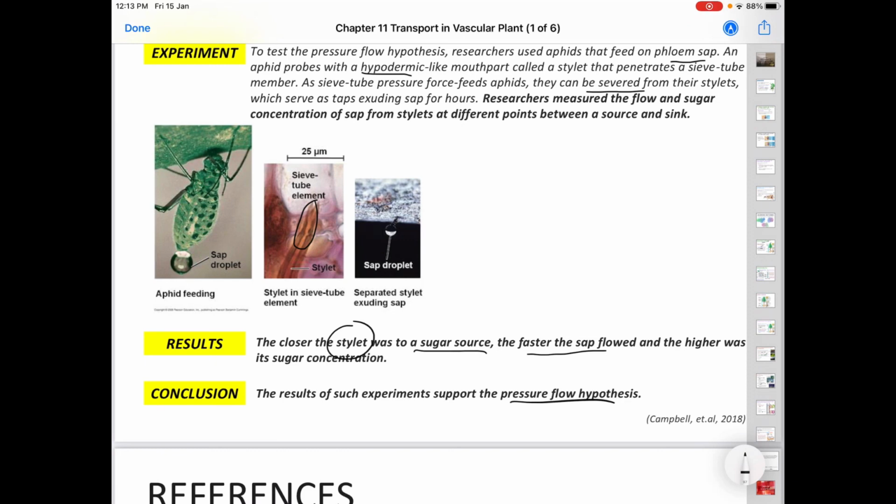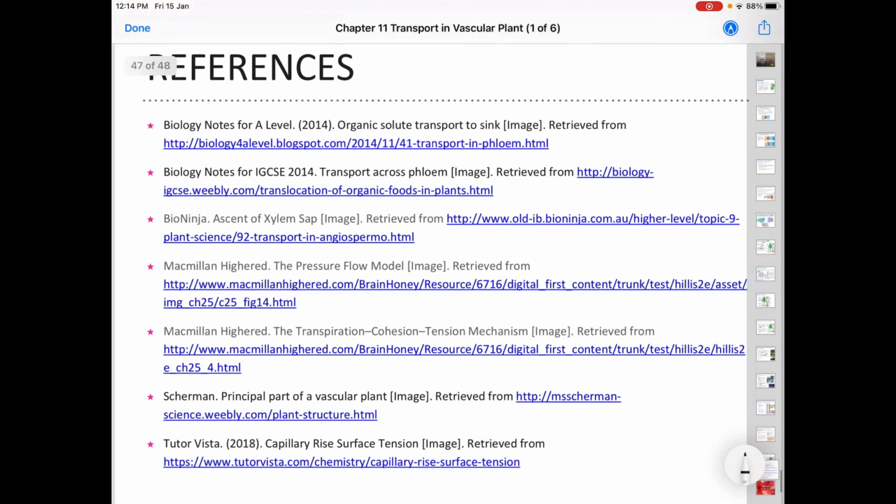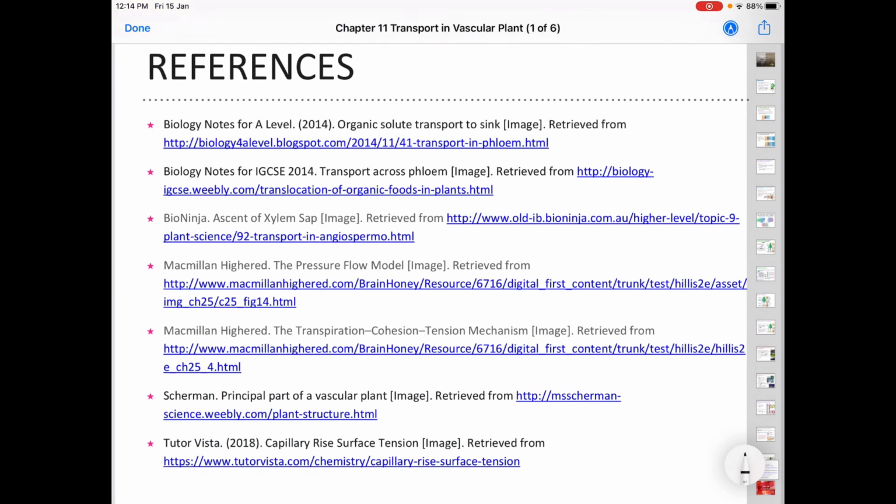So this is just an experiment that has been carried out by some researchers in angiosperms to prove whether the pressure flow hypothesis, the theory that inside the sieve tube the pressure is very high, is true. And it is found true.